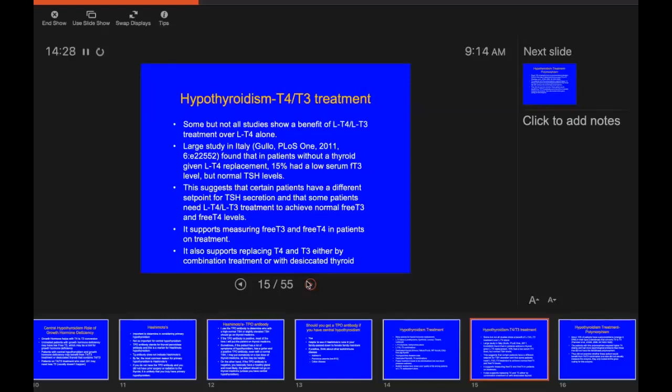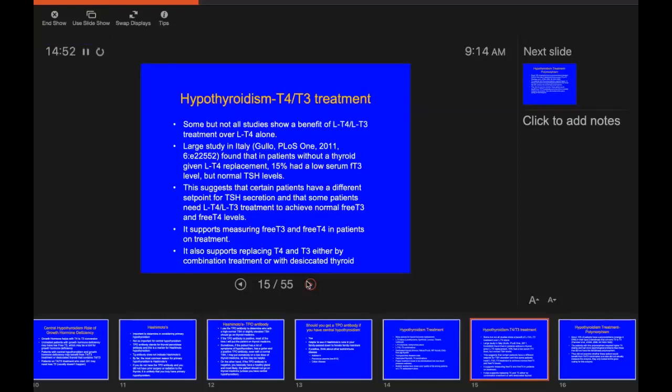There was a very interesting and large study in Italy that took patients without a thyroid. They had it removed for thyroid cancer, for example, and they gave them T4 replacement to give them the proper levels. Their TSH was normal. 15% of them had a low serum free T3. So it really shows that some people, even just by looking at the free T3 on T4, that's not enough. It doesn't tell you what happens inside the cell.